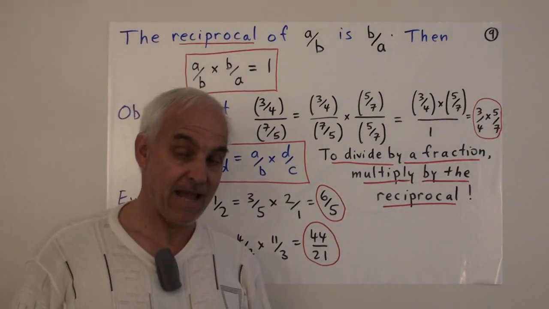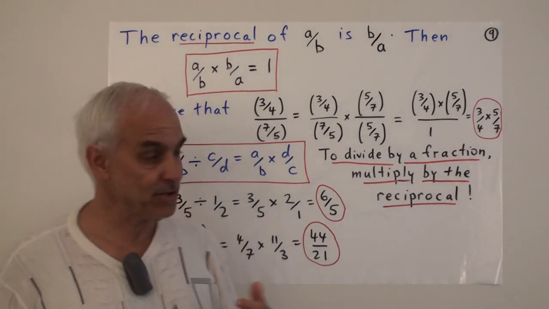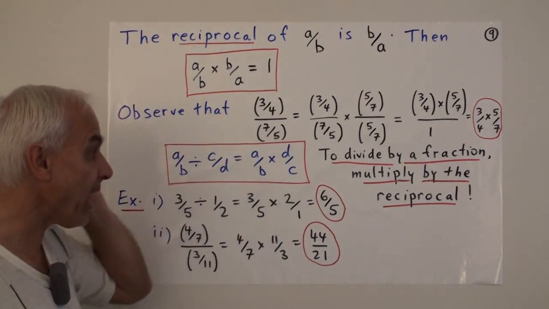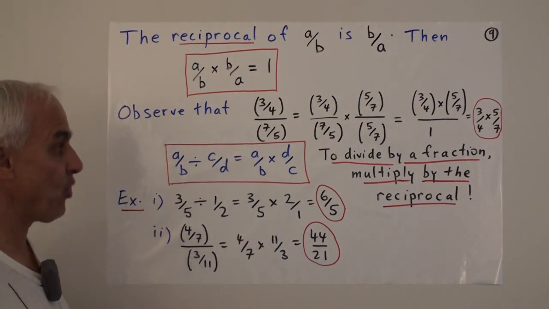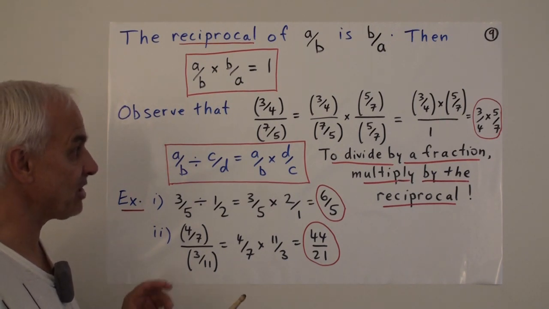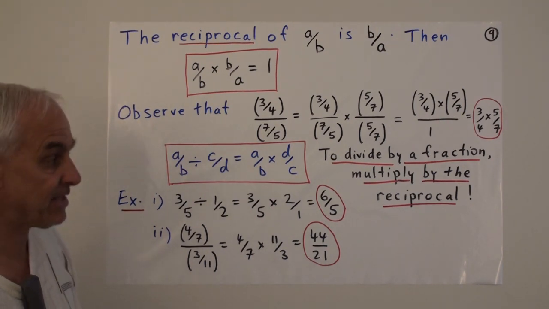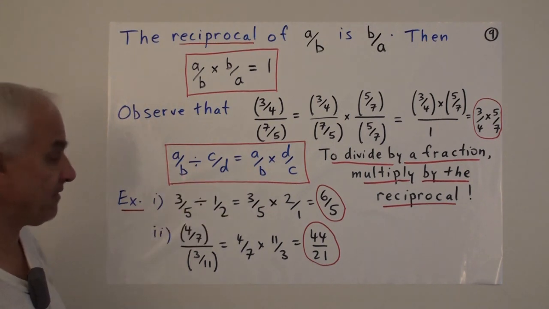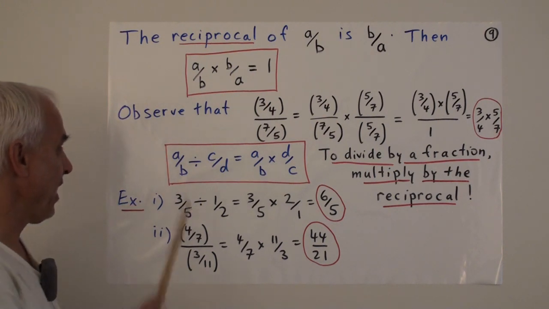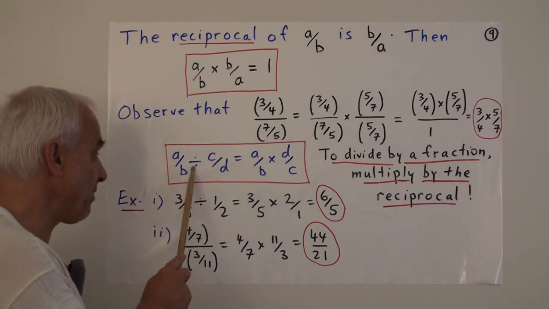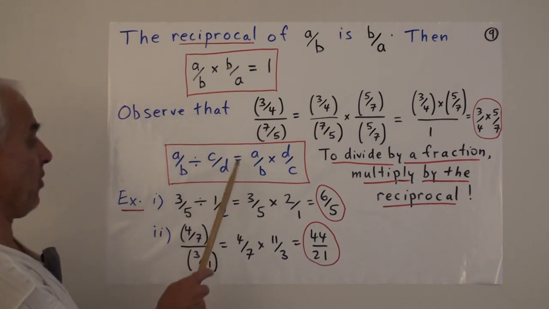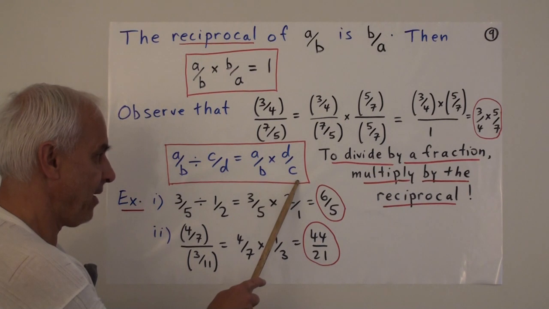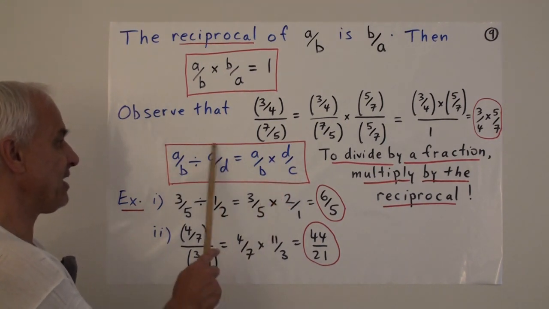And if you go back to the examples that we did of division on the previous slides, you'll see that that works for all of those examples too. Whenever we were dividing by a fraction, we could have gotten that answer just by multiplying instead by the reciprocal. And so here's the general rule that makes division of fractions pretty simple. A over B divided by C over D equals A over B times D over C. This one is the reciprocal of that one.